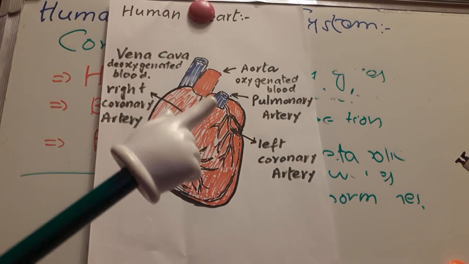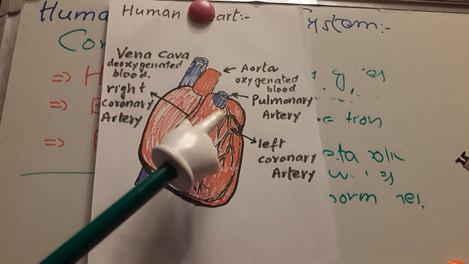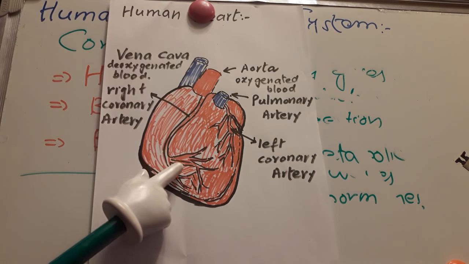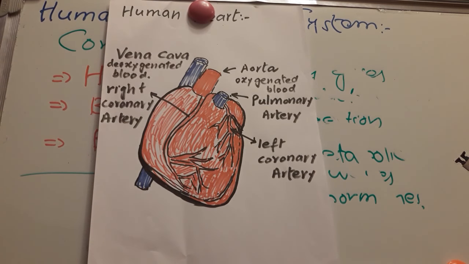So this is the diagram of the heart. The heart has its own blood supply as well. These are the left and right coronary arteries. These arteries provide nutrients to the heart muscles as well.